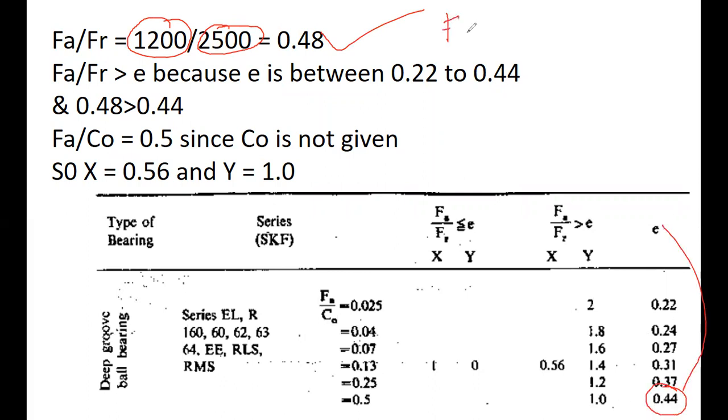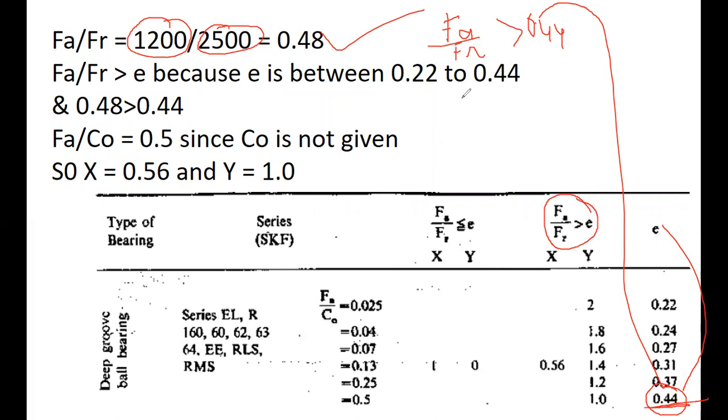So our FA upon FR, which turned out to be 0.48, is greater than this E value, which is 0.44. Hence, we are going to take this FA upon FR is greater than E. Right? Because you can see 0.44 is less, 0.48 is more, it is greater than E. 0.48 is more than 0.44. That's why we are using this table now.